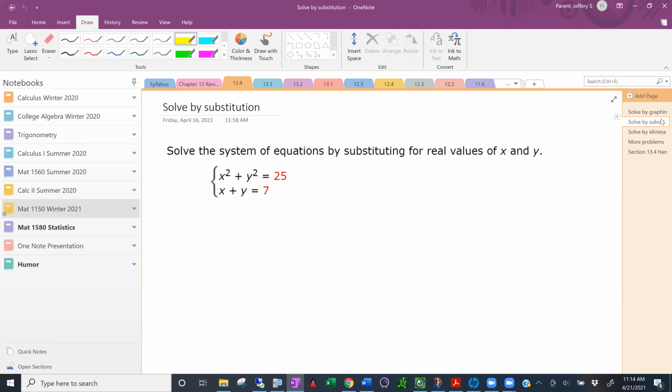Now, quite often what you'll end up with is a system of equations you can't necessarily solve by graphing. And if you can't solve by graphing, then you need to do something like substitution. So let me try this one. By the way, what are these two graphs going to look like? What's that first graph going to look like?